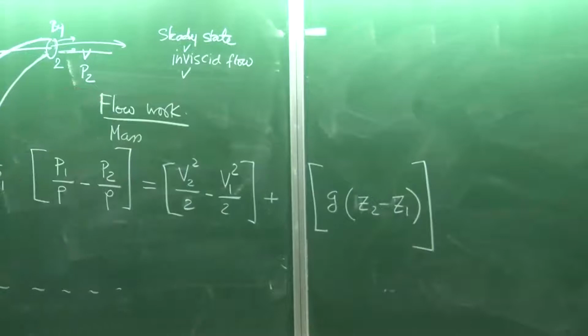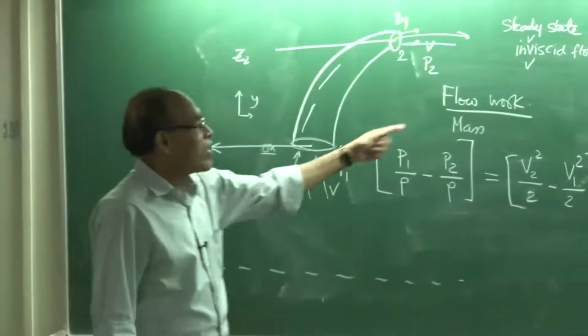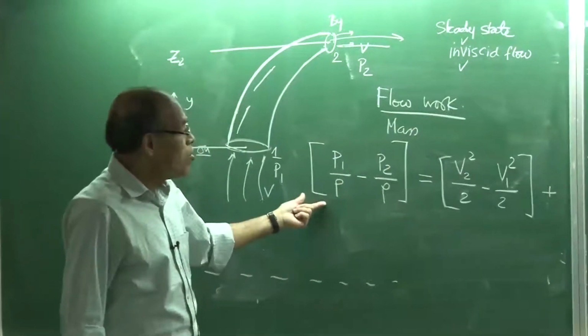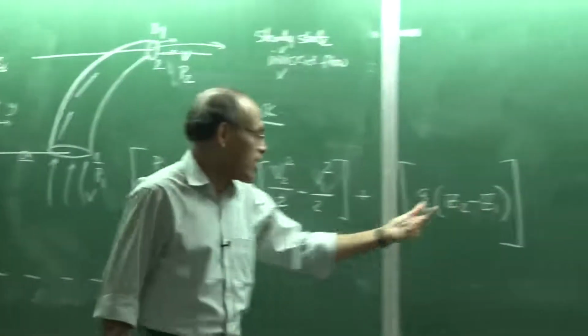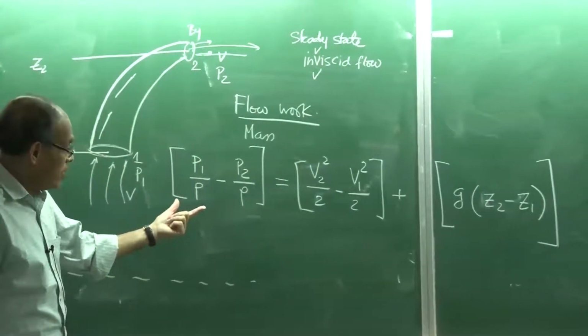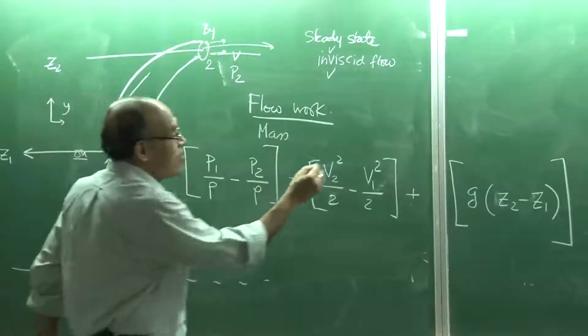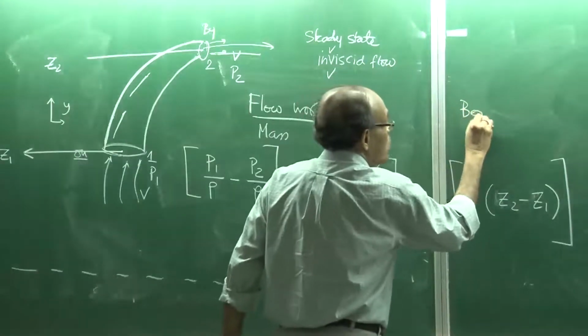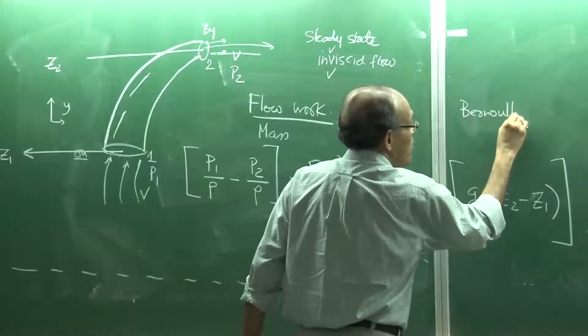This expression is basically work, which is nothing but energy dimensionally. So, this is the kinetic energy, this is the potential energy, and this energy balance expression in the literature is termed as the Bernoulli's equation.